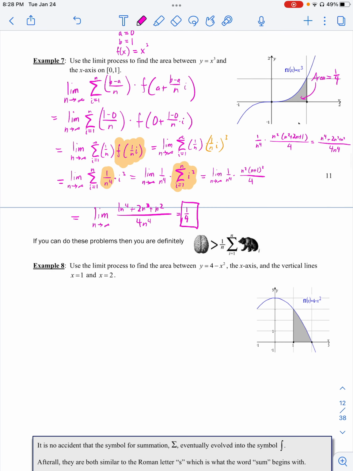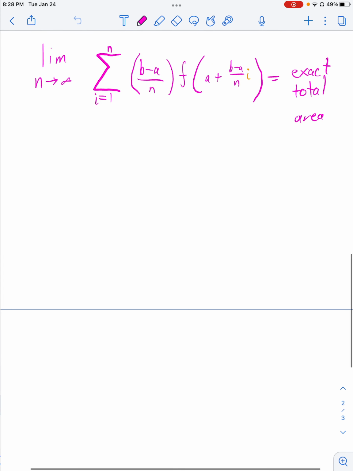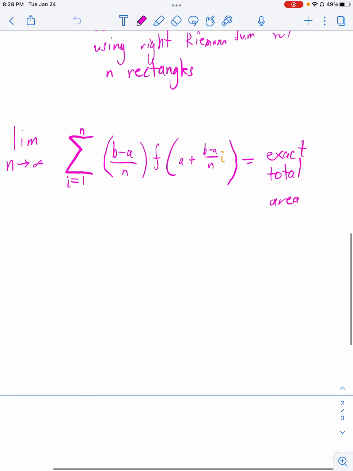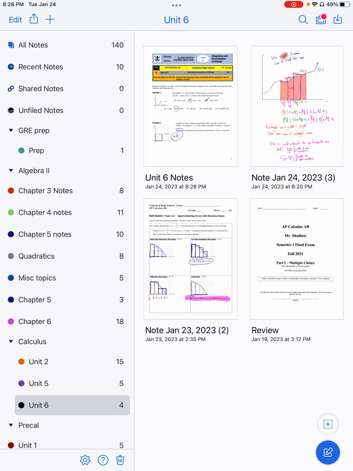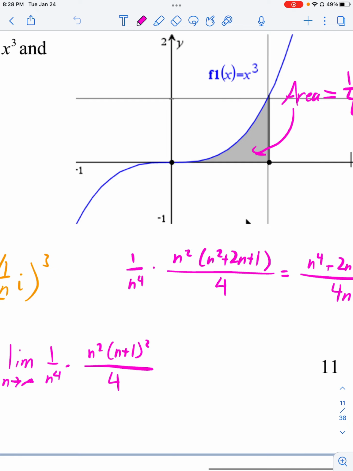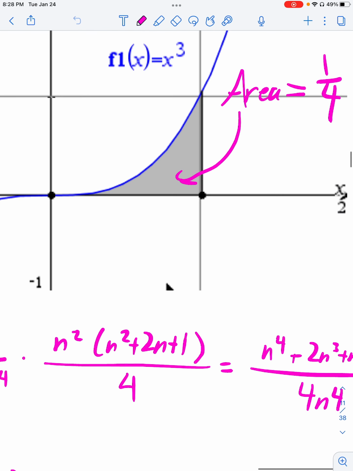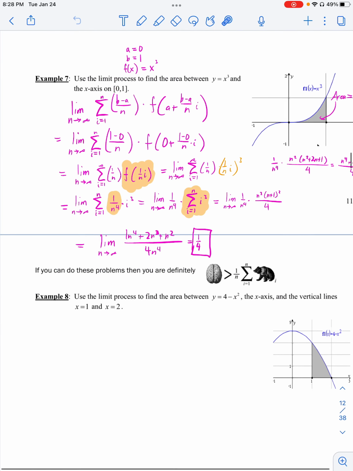What I want you to see is how I apply this generalized limit definition of the integral to a specific problem, a specific function with a specific interval. So now you guys know how to find the area of this little two-dimensional Hershey Kiss thing. So good for you guys.